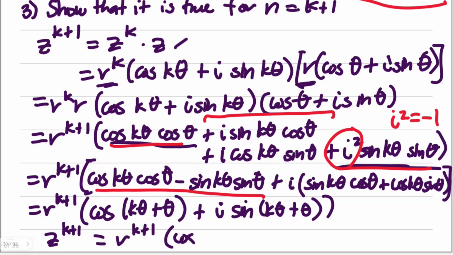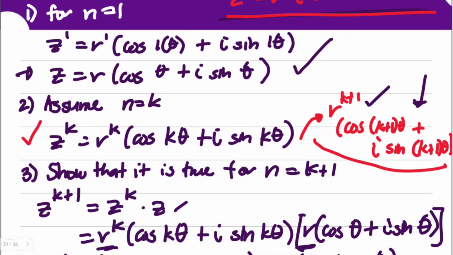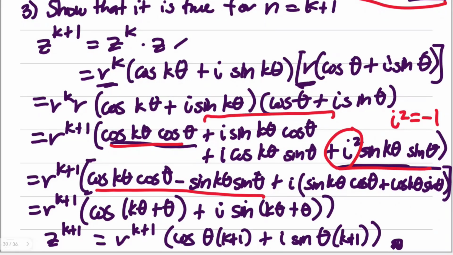You have cosine theta factor, so you will have here k plus 1, right? Then plus i sine, factor theta, k plus 1. When you rearrange them, this is actually equivalent to this form here: k plus 1 theta, k plus 1 theta. It's just that they are arranged differently. So, according to PMI, this is also true for k plus 1.